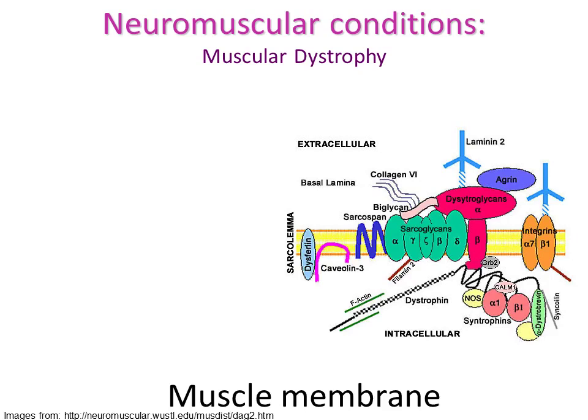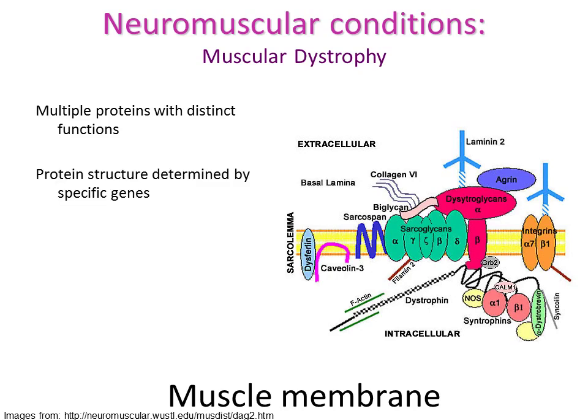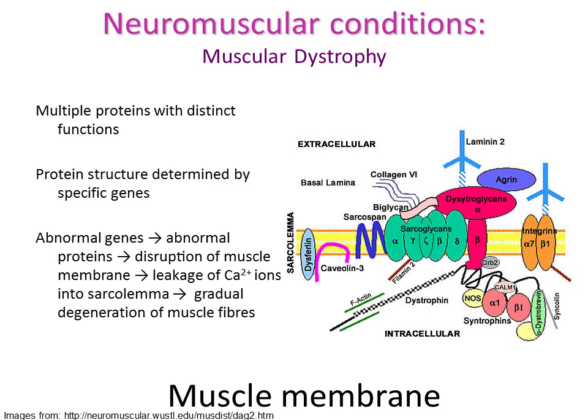So back to that picture of the muscle membrane. These very colourful blobs are basically proteins that have important functions within the muscle membrane, and some of them are very large. They all have distinct functions within the muscle membrane, and the protein structure is determined by specific genes that are inherited. So if you have abnormal genes, you then have abnormal proteins, the shape is altered, and that can lead to disruption of the muscle membrane. You get leakage of calcium ions into the sarcolemma, and gradually the muscle fibres will degenerate. And cardiac muscle can be affected, it's not just skeletal muscle.